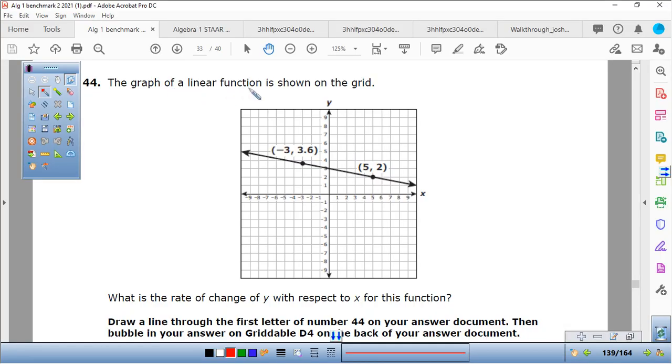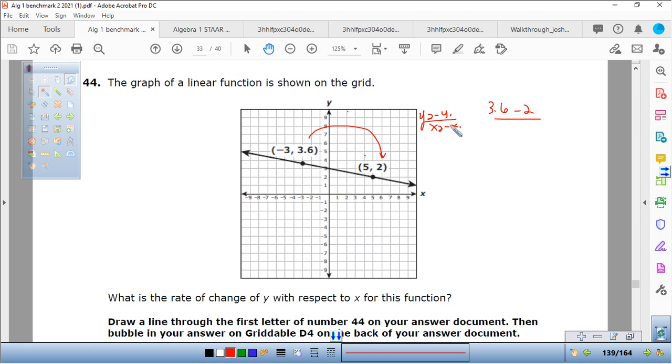The graph of the linear function is shown below. I did this one already in class. What to do with this one, guys? This is just y2 minus y1 over x2 minus x1. So basically this one minus that one. Oh, I'm going to go the other way if you don't mind. I'm going to go from here to here.